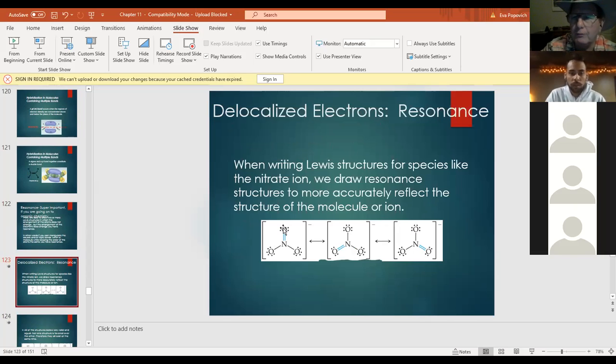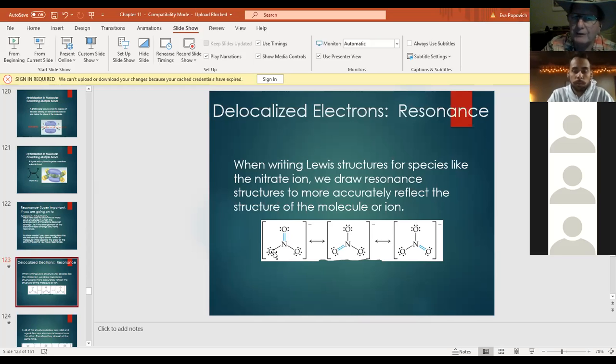SP2, that oxygen. SP2. These two oxygens are sp2 as well, and they each have electrons in the p orbital of these two oxygens.